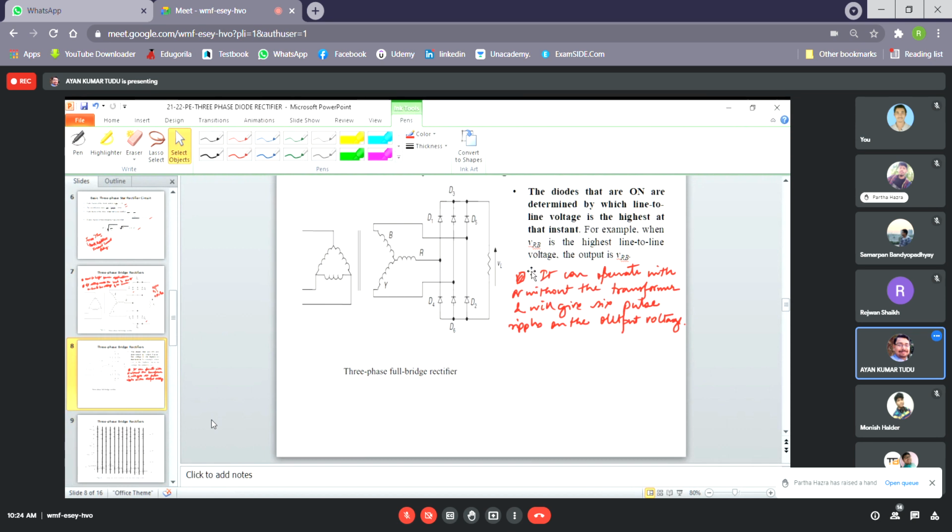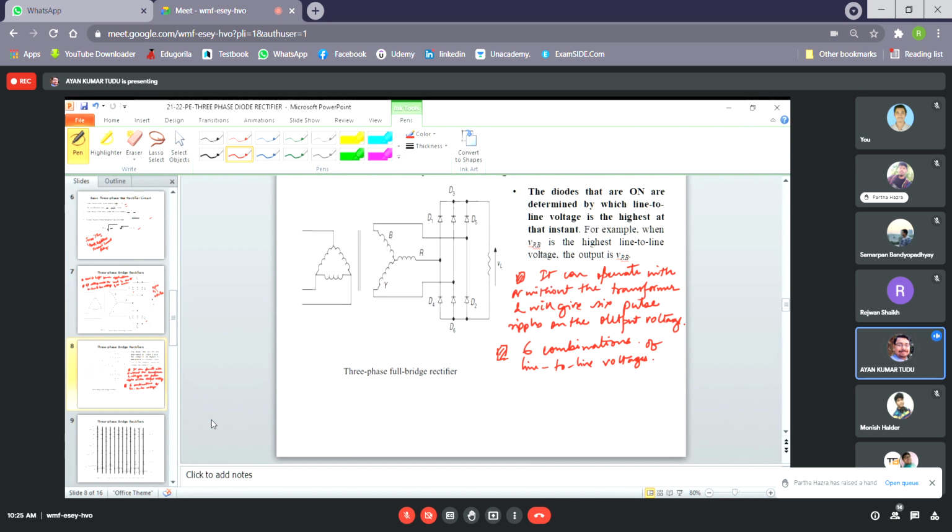So how many combinations of line to line voltages can we get from this circuit? Anybody? We can get 6 combinations. How? We are taking 3 phases taken 2 at a time. So 6 combinations of line to line voltages can be obtained, where we have taken 3 phases taken 2 at a time.